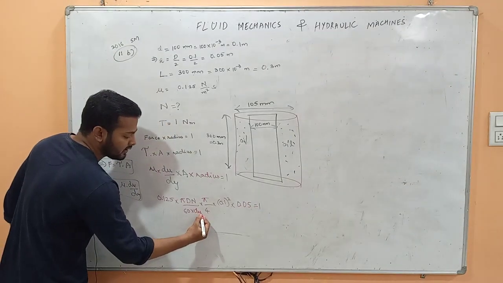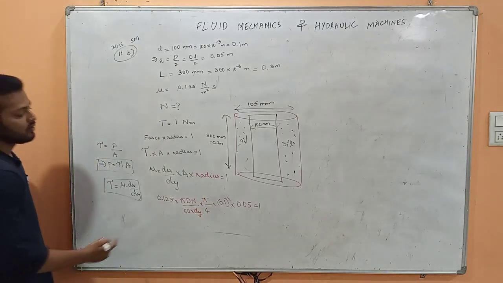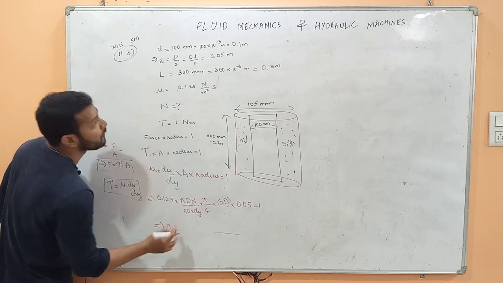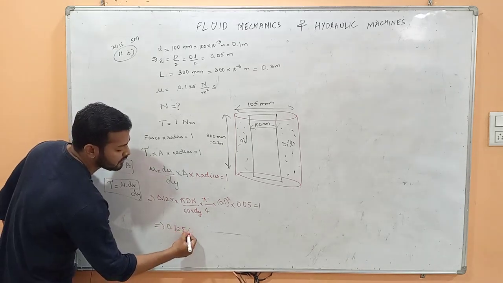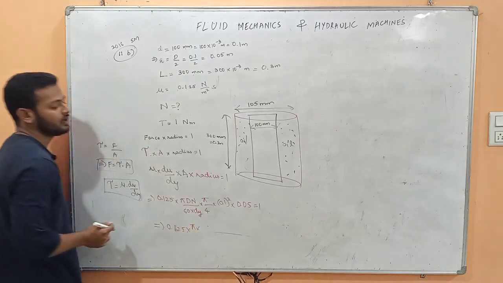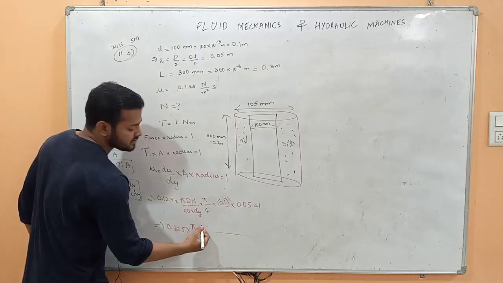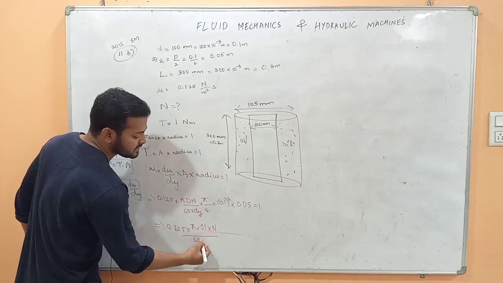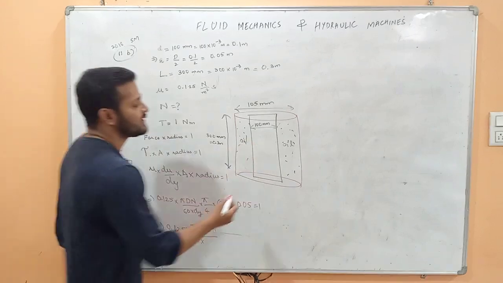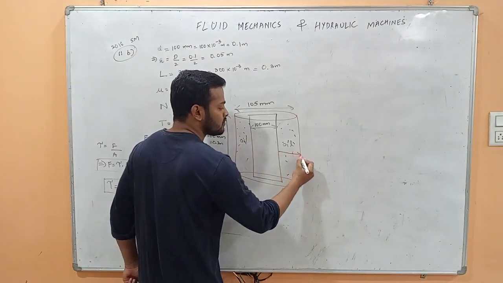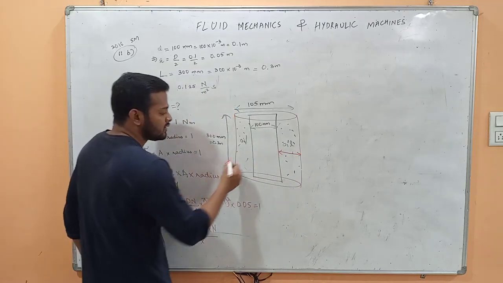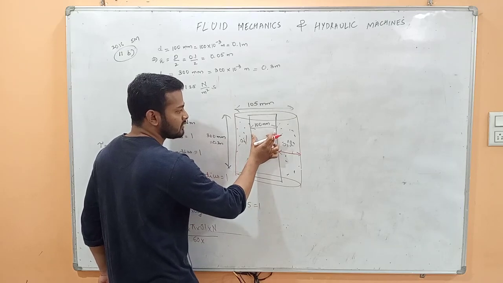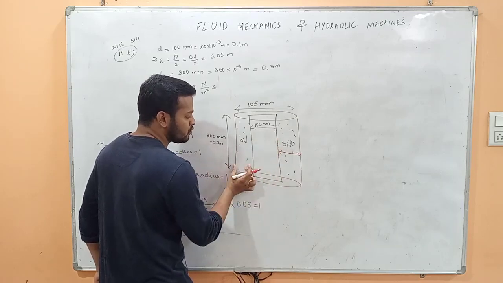Now what is this dy here? Okay, so in the next step, 0.125 into pi into, okay, what is diameter? Diameter is 0.1 into speed I have to find, divided by 60 into the value of dy. Dy is the thickness of this oil film. So what will be this value? This total value is 105. 105 minus 100. So I will get these two values.